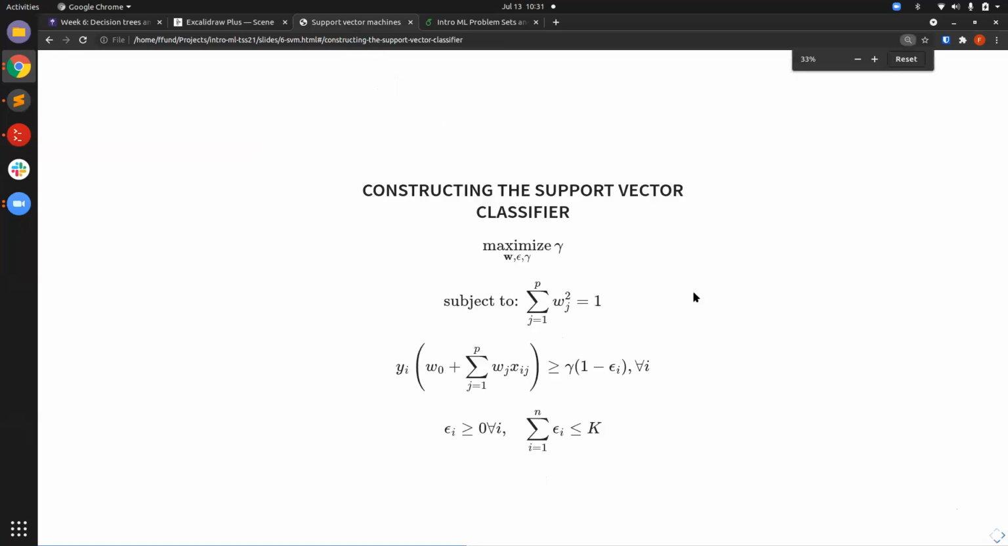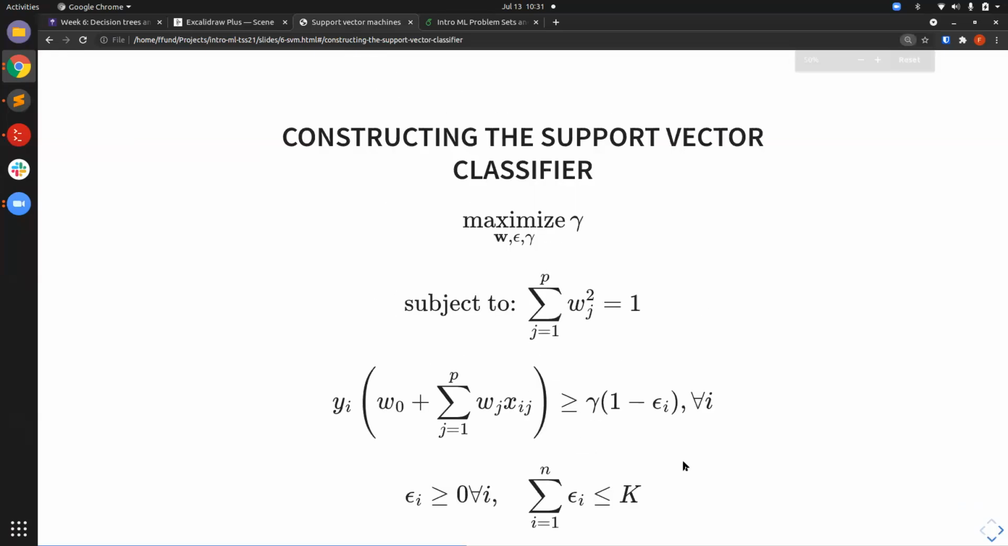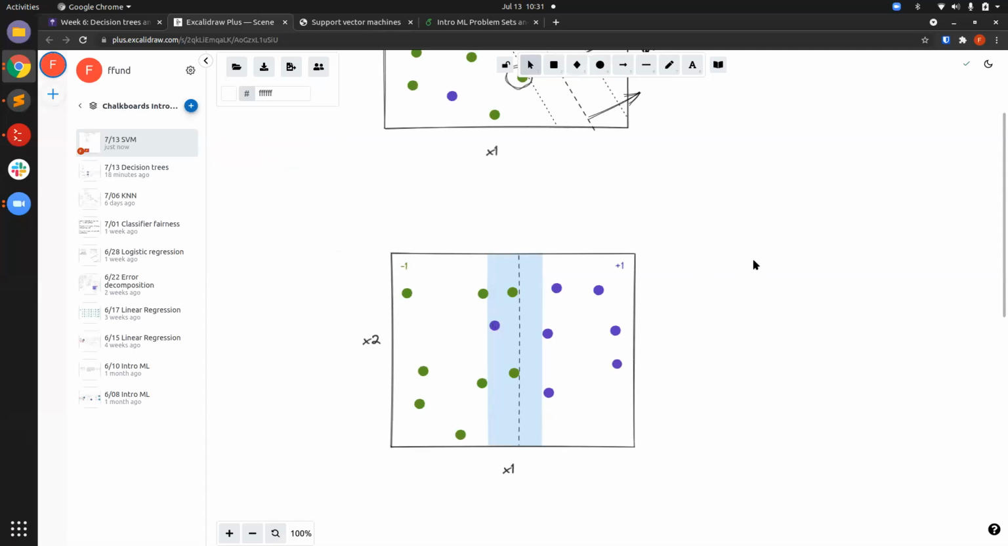Let's define the support vector classifier. It's very similar to the previous classifier, the maximal margin classifier. But now, instead of making the points be gamma distance away from the hyperplane, I say they have to be gamma times 1 minus epsilon, where I have some epsilon per point. And I'm also enforcing that the sum of all the epsilons has to be less than some constant. What does that mean?